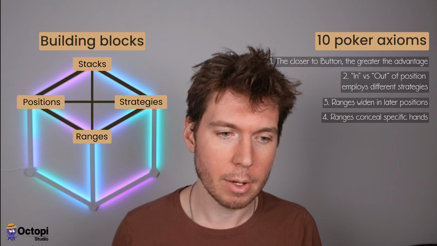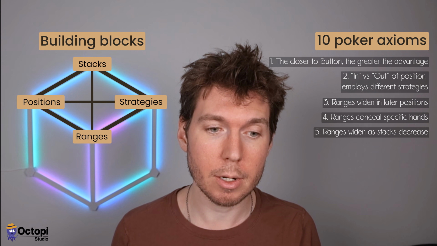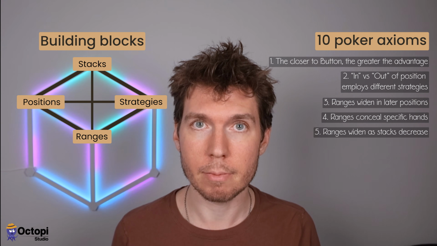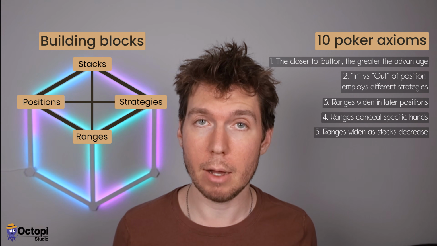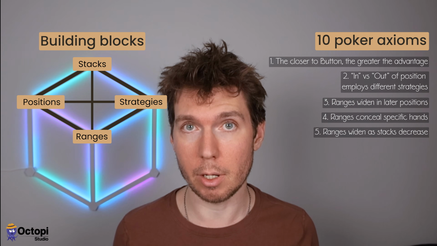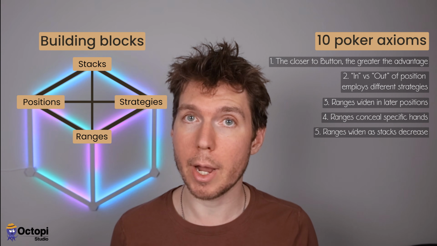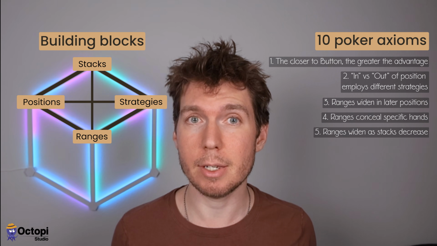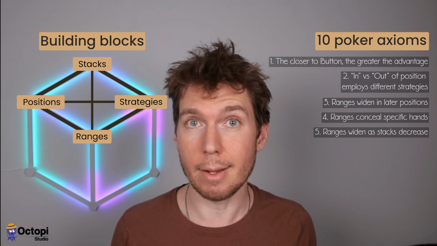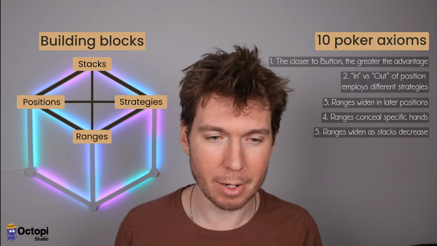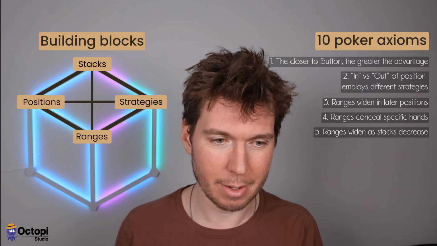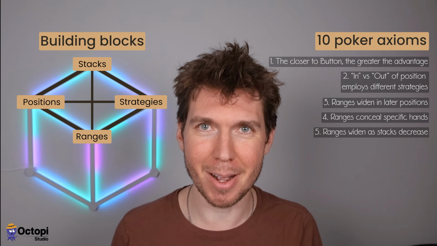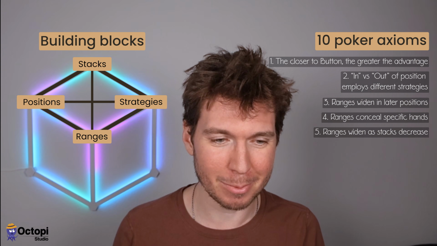The fifth is that ranges become wider as stack sizes decrease. So the fewer chips you have, relative to the blinds and relative to the size of the pot, the more hands you can play, because the cost of being wrong in some sense is significantly less. And it allows for, well, I'm jumping the gun here. Let's wait for the axiom that describes the concept I was trying to explain.